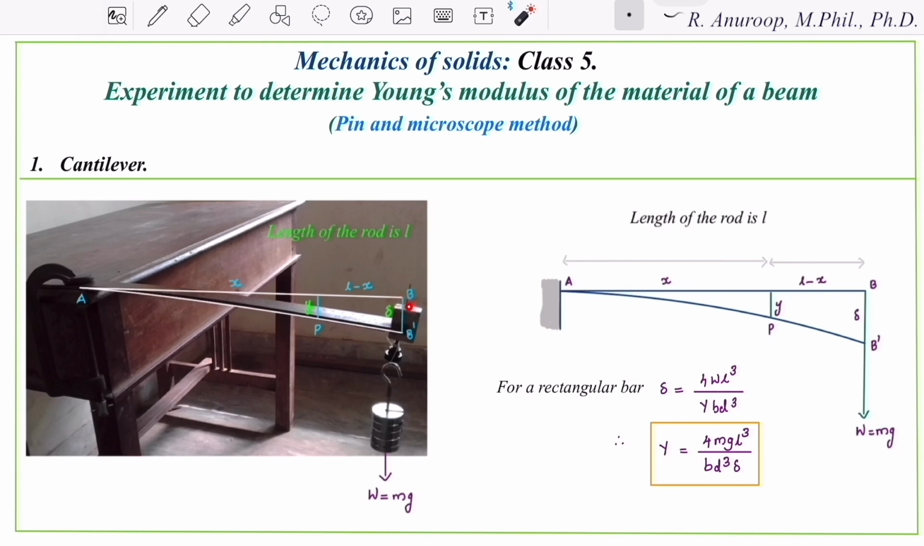Because of this loading, the free end of the cantilever undergoes a depression delta. Before loading, the position of the beam is B, and after loading, the free end deflects to B dash. So the cantilever has a depression delta. Now for a rectangular bar, this delta is given by 4WL cube divided by YBD cube, where W is equal to mg.